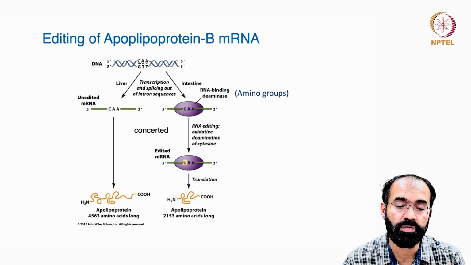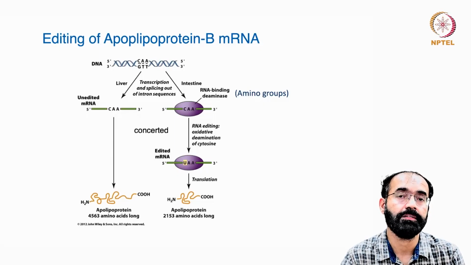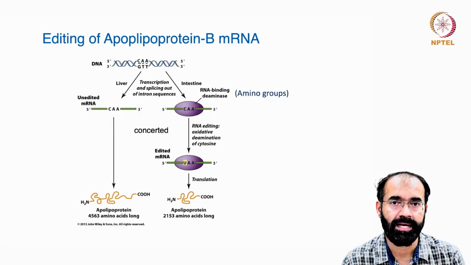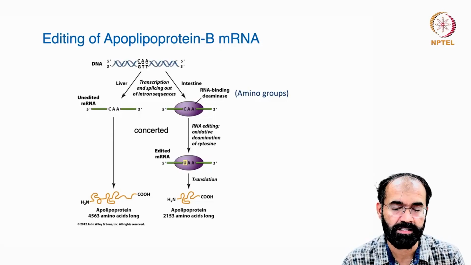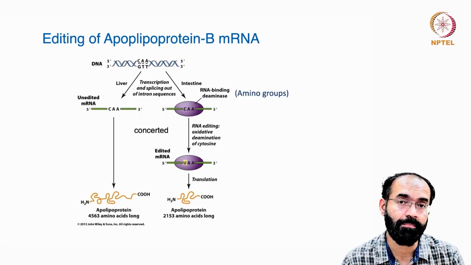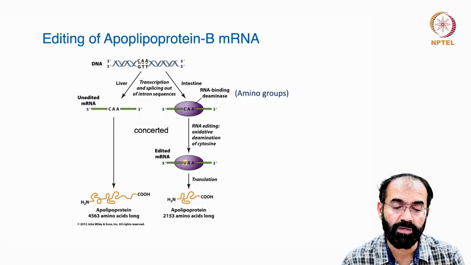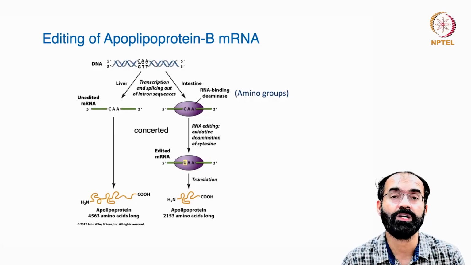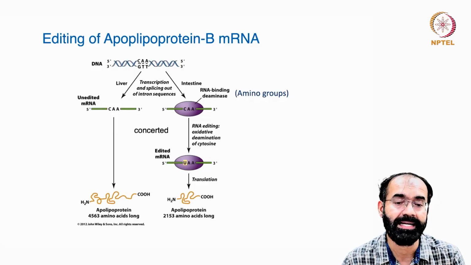Otherwise, the system should have had two different genes, which is extra load onto the genome, and you would have to have two transcription machineries, etc. So here, effectively having one RNA editing enzyme can bring in the change through the same mRNA. But as long as this enzyme is available in the intestinal cell, it will never produce this 4563 amino acid long apolipoprotein B. It will always produce 2153 amino acid long apolipoprotein B, which is okay and sufficient and necessary from the intestine's point of view.